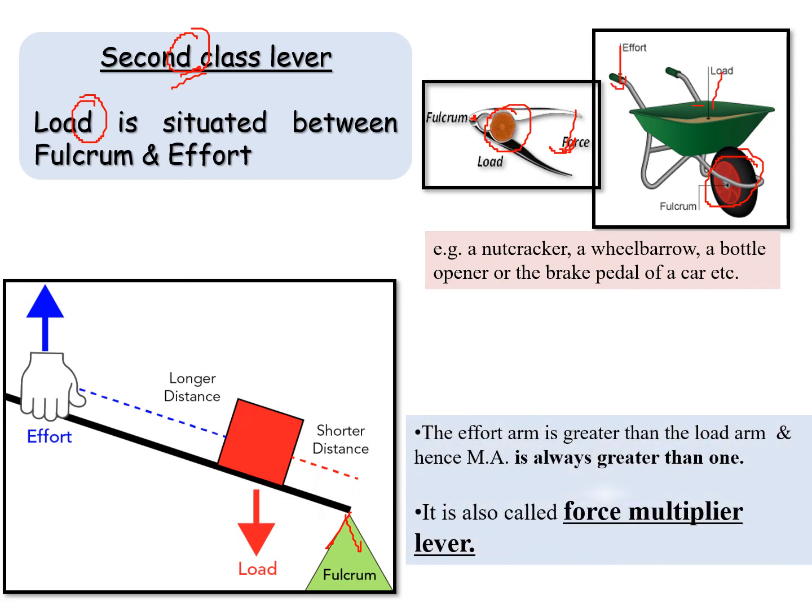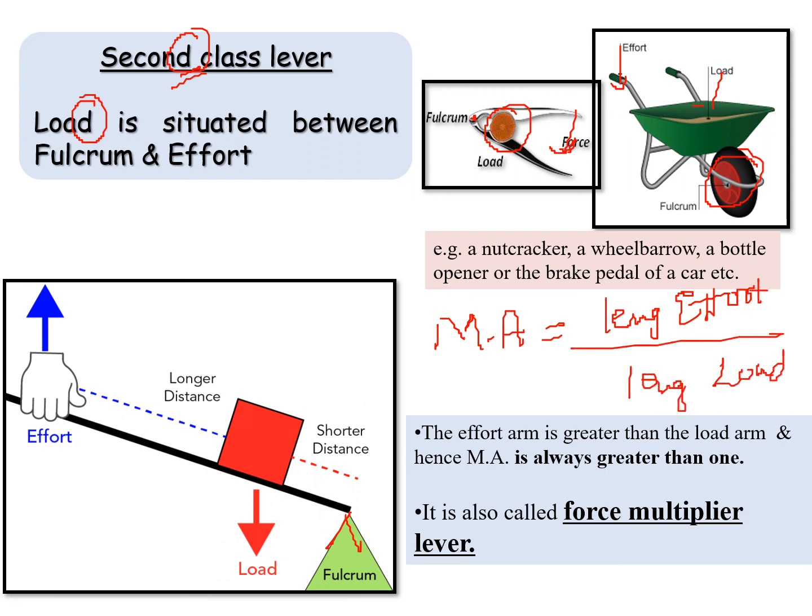In this case, as we know, mechanical advantage is the ratio of the length of the effort arm to the length of the load arm. Because here the load is in between the fulcrum and the effort, the load arm distance is less as compared to the effort arm distance. So the mechanical advantage here is always greater than 1. Hence it is also called a force multiplier lever.